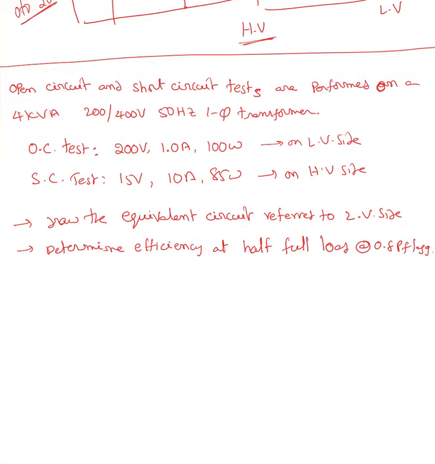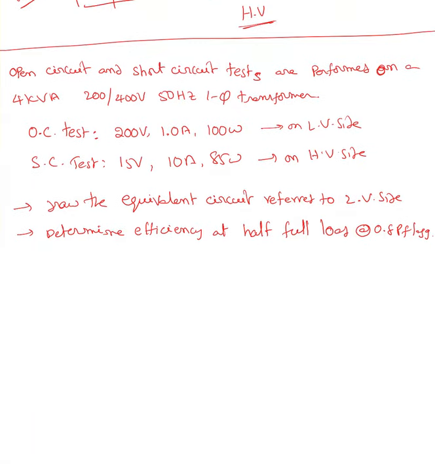Here is an example based on the open circuit test and short circuit test. So open circuit and short circuit tests are performed on a 4 kVA, 200 by 400 volt, 50 Hz single phase transformer. We're going to do a similar test in our lab. I believe we have a similar transformer, but mostly a 60 Hz transformer instead of 200 volts. I think we have a 120 volt transformer. I do not remember the ratings, but you're going to do it in a week.